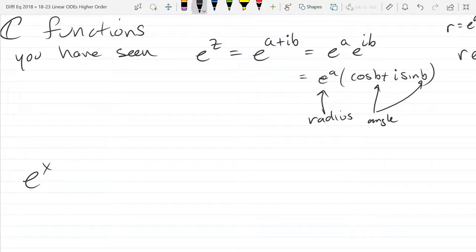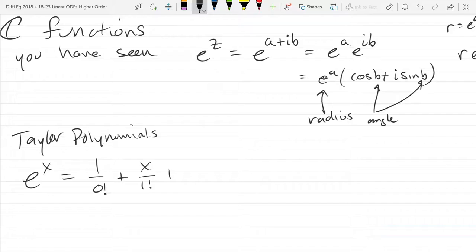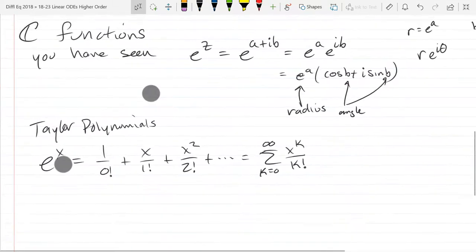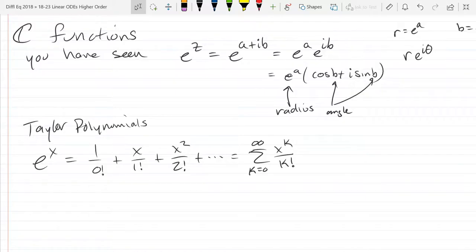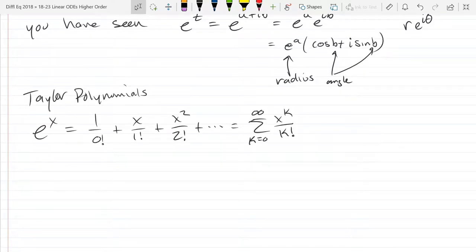So we had a bunch of Taylor polynomials, and e to the x is probably the easiest one to write down. Summation x to the k over k factorial from 0 to infinity. It's been a while since Taylor polynomials, so I don't expect you to have them all memorized, but you do remember they exist, hopefully. It was back in chapter 10. We computed a bunch of them. This is an easy one to compute. All right, so what we're about to do is replace x by z.